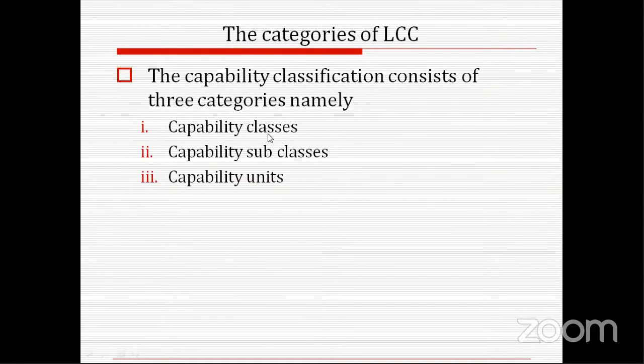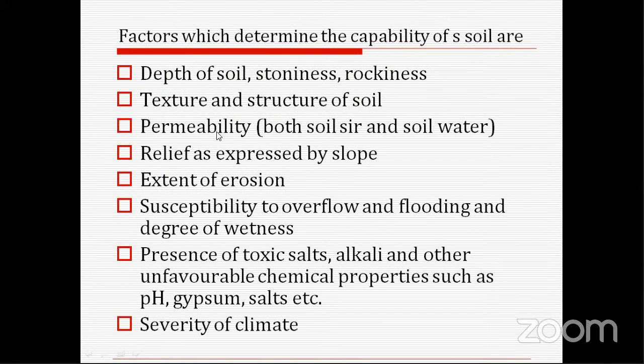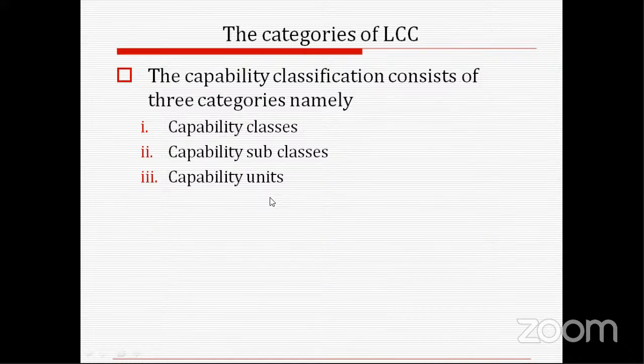Students, after knowing all these characteristics, we are going to come to the classification of LCC, that is called the capability classification, consisting of three categories: capability class, capability subclass, and capability unit. Capability subclass is nothing but the dominating factor. Unit means the common units and features. We will deal with all those things.